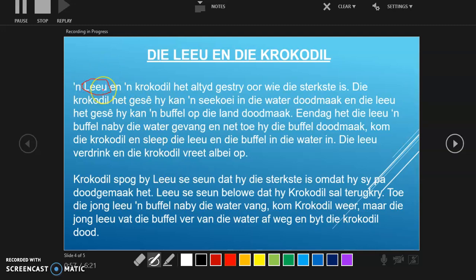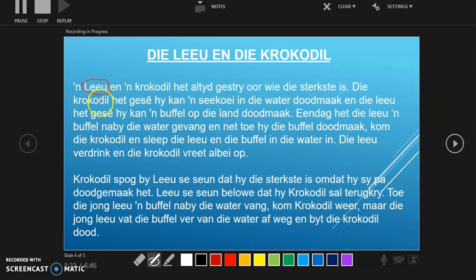Okay, because this is a word that you can make a nice picture of. Right, let's look at your second sentence. Die krokodil het gesê hy kan 'n seekoei in die water doodmaak, en die leeu het gesê hy kan 'n buffel op die land doodmaak. Right, so there's a couple of words here.